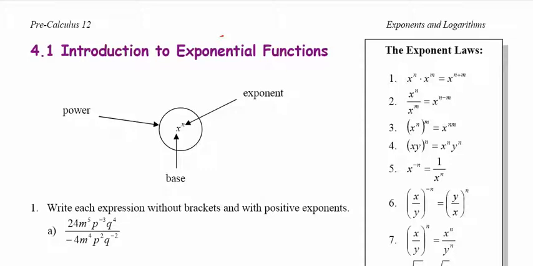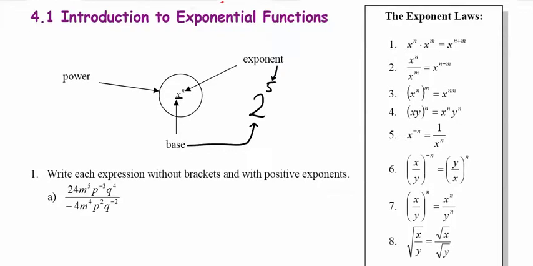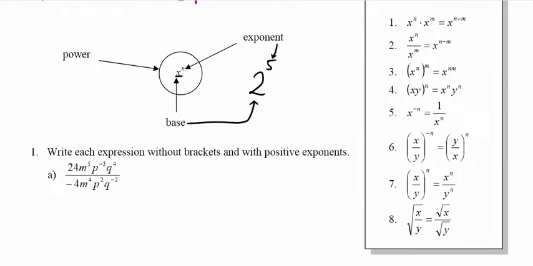The base of an exponent is the larger number, and the exponent itself is the small raised number. The whole thing is called a power. So 5 would be the exponent, 2 would be the base, and 2 to the power of 5 is the power. Now we can use what you've learned before to be able to answer problems and simplify exponential equations.